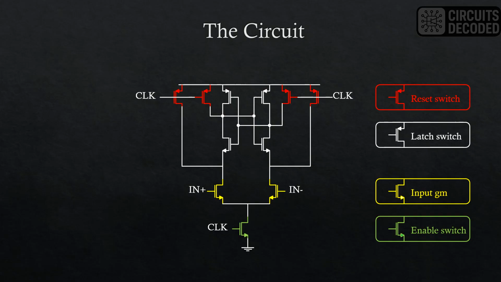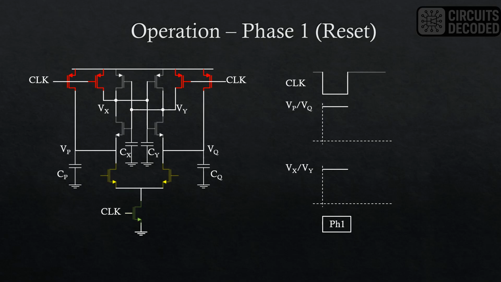Now let's study the operation of the comparator in different phases of the clock. The first phase is known as the reset phase. It starts at the falling edge of the clock and lasts till the clock is low. In the circuit figure, the non-highlighted devices are off and the solid highlighted ones are on. In this phase, since the clock is low, only the PMOS reset switches are on. The reset switches pull the Vx, Vy, Vp and Vq nodes to VDD, as shown in the timing diagram on the right. The capacitors Cx, Cy, Cp and Cq represent the parasitic capacitances on the respective nodes.